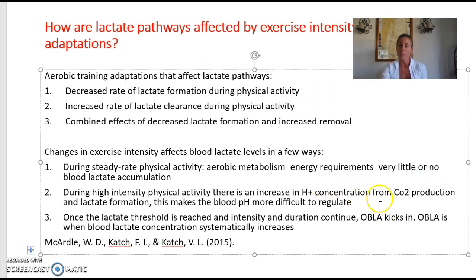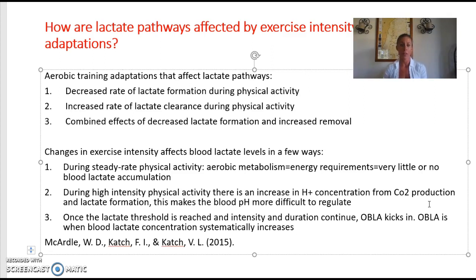During high intensity physical activity, there's an increase in hydrogen concentration from CO2 production and lactate formation. This makes the blood pH more difficult to regulate. So when the blood pH doesn't regulate as easily, you're going to start to get that increased accumulation, which can then go into the fatigue, which I'll go into on the next slide here.